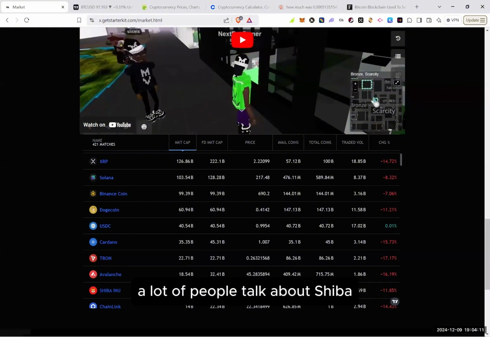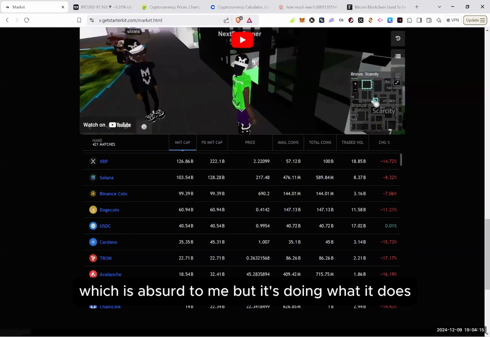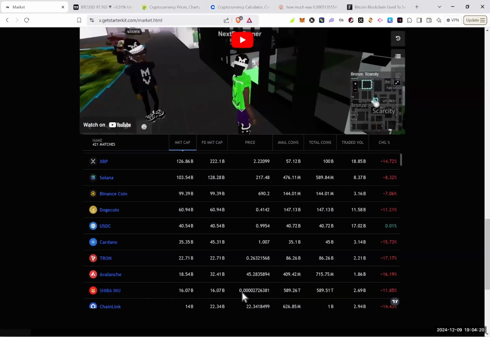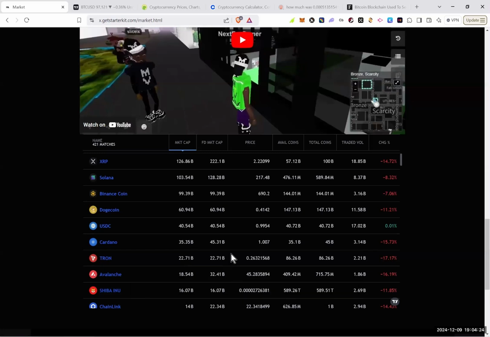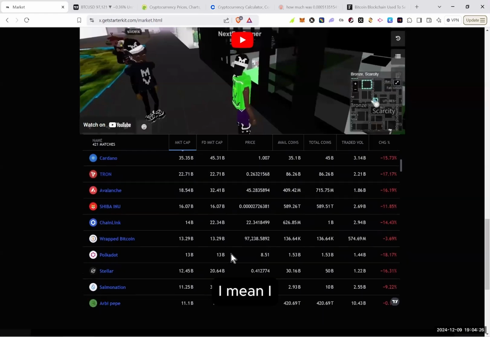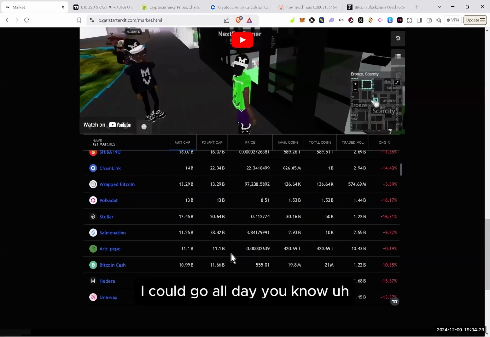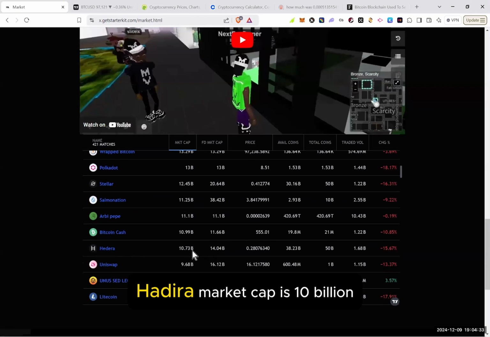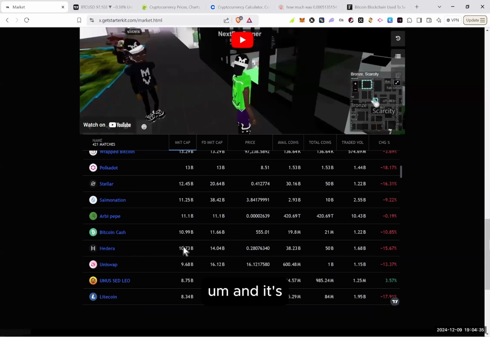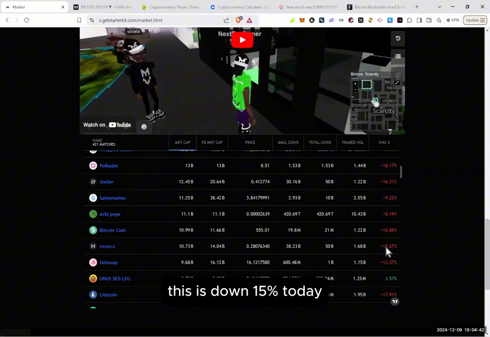Shiba. A lot of people talk about Shiba. Look, Shiba has 589 trillion tokens, which is absurd to me, but it's doing what it does. And look at the price of it. It's way under a penny right now. I mean, I could go all day. This one recently just went super crazy. Hedera market cap is 10 billion. And it's got a lot going on. It's pretty dope. This is down 15% today.